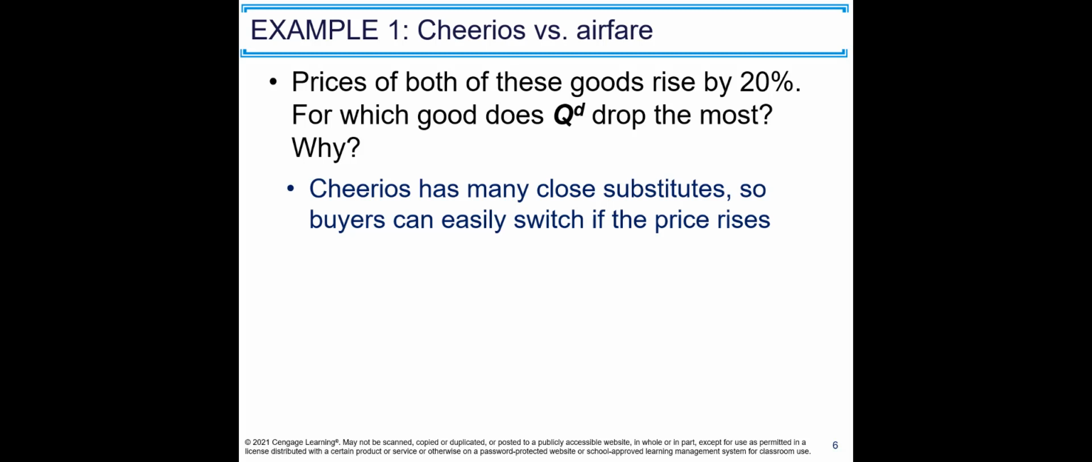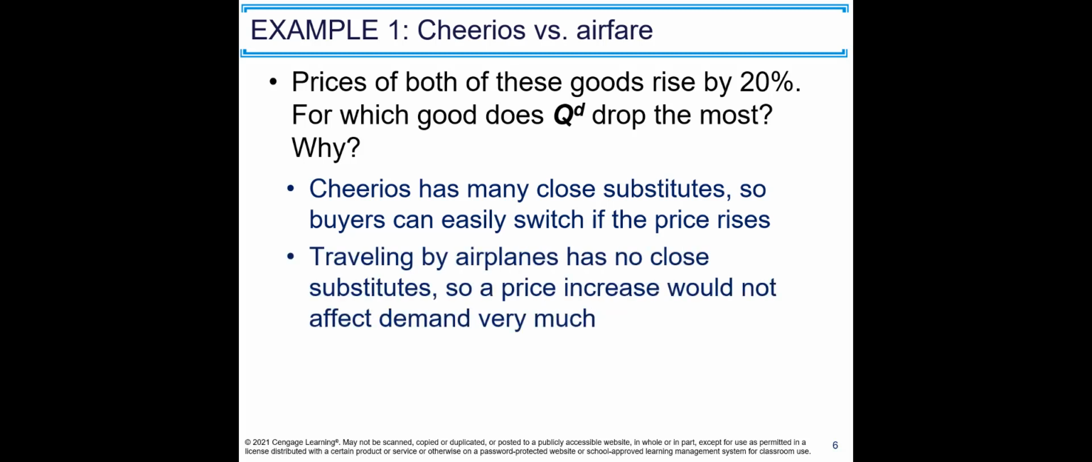Cheerios, as you know, has many close substitutes. If the price of Cheerios increases, you can buy Ruffles. You can buy some other products very similar to Cheerios. So buyers can easily switch if the price rises. Traveling by airplanes has no close substitutes. So a price increase would not affect demand very much. So if airplanes are increasing in price, you can maybe go by car, but if it's a far distance, it may not be optimal to drive far distances, right?